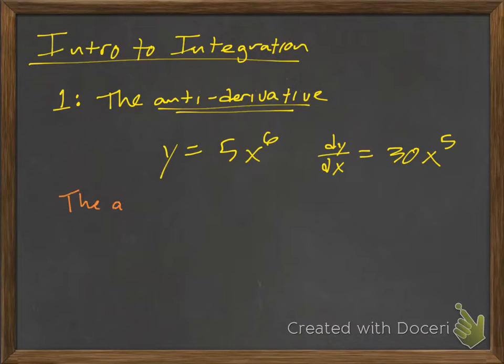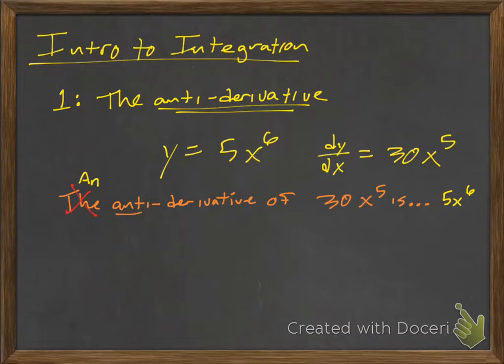Now, what I can do is say, if the derivative of y equals 5x to the sixth is 30x to the fifth, then I can say the antiderivative of 30x to the fifth is 5x to the sixth. So the problem is that there's actually a little more flexibility to this. It's not the antiderivative, it's an antiderivative. Let me give you an example.